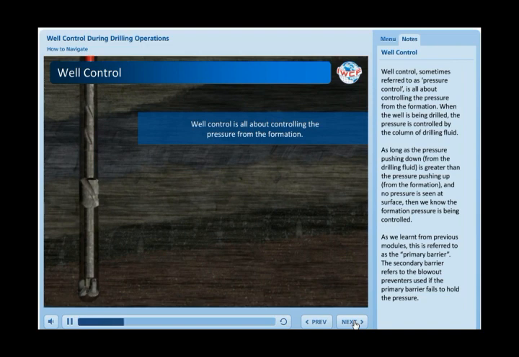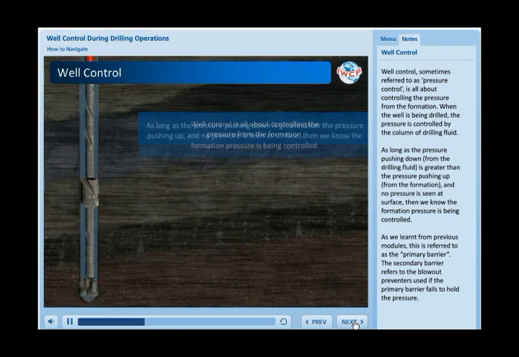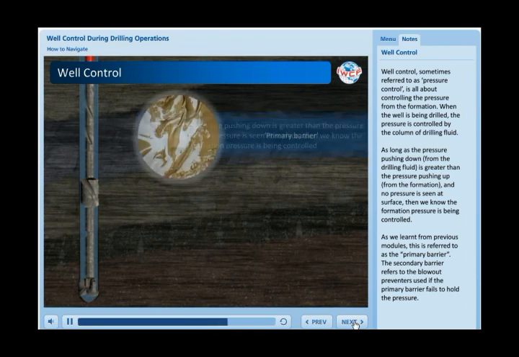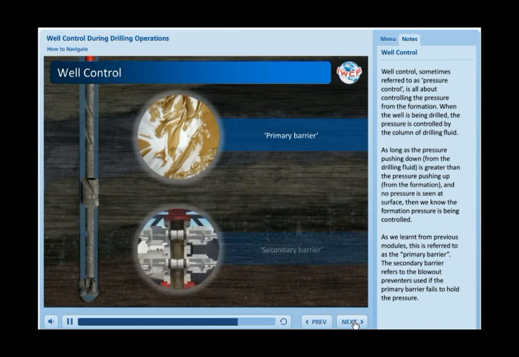When the well is being drilled, the pressure is controlled by the column of drilling fluid. As long as the pressure pushing down from the drilling fluid is greater than the pressure pushing up from the formation, and no pressure is seen at surface, then we know the formation pressure is being controlled. As we learned from previous modules, this is referred to as the primary barrier. The secondary barrier refers to the blowout preventers used if the primary barrier fails to hold the pressure.